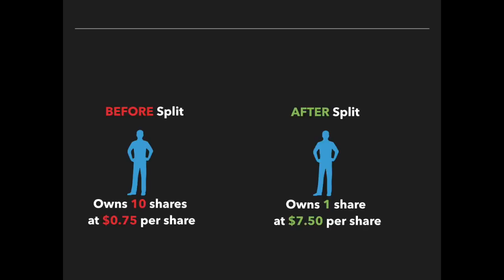So in company ABC's case, where they divided the current amount of shares by 10, creating a 1-for-10 reverse split, if you had 10 shares before the split, you will now have 1 share after the split. If you had 500 shares before the split, you will now have 50 shares after the split.